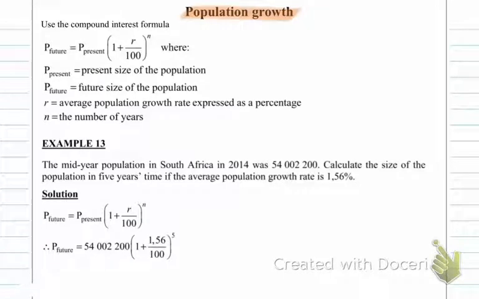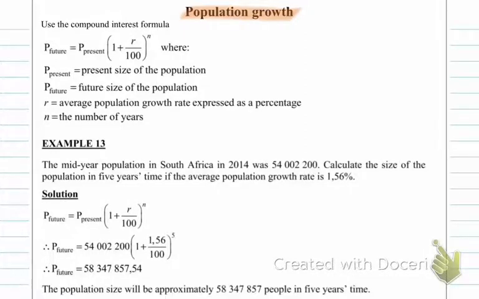Now, if you type that into your calculator, you will get an answer with a decimal: 58,347,857.54. But that can't be. We can't have a decimal of a person, right? Therefore, we just forget about the decimals and we will say that the population size will approximately be 58,347,857 people. That will be the population in 5 years' time.